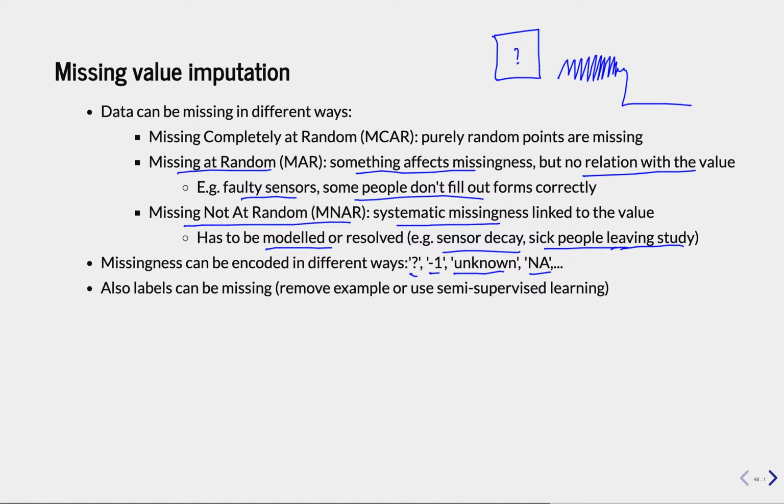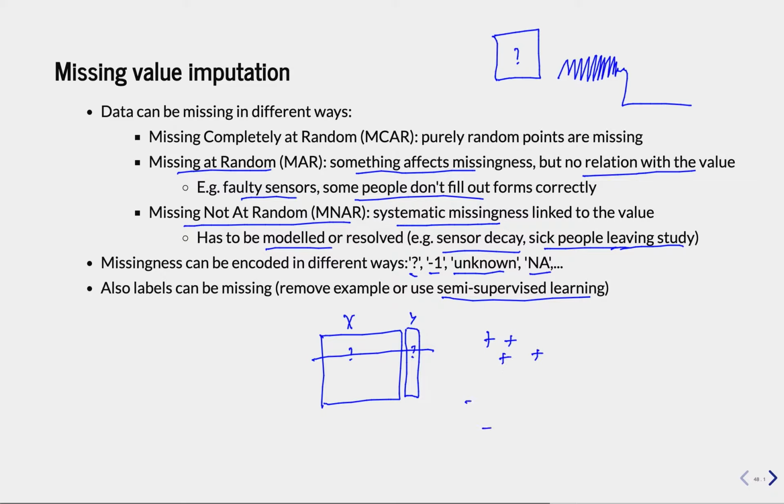And finally, it's possible that data is missing in your data X. But it's also possible that there is data missing in your labels Y. So in that case, well, there's two things you can do. You can either just remove that example from your dataset, or if you can't do that, or you should not do that, you can use semi-supervised learning. So these are special learning techniques that can handle missingness in the data. Right? They will typically use that in some way to learn more about the space.